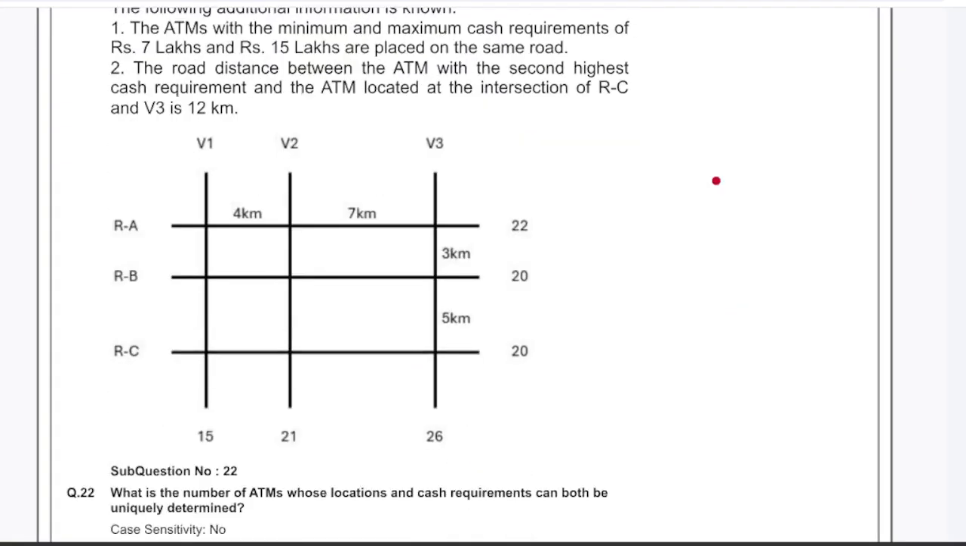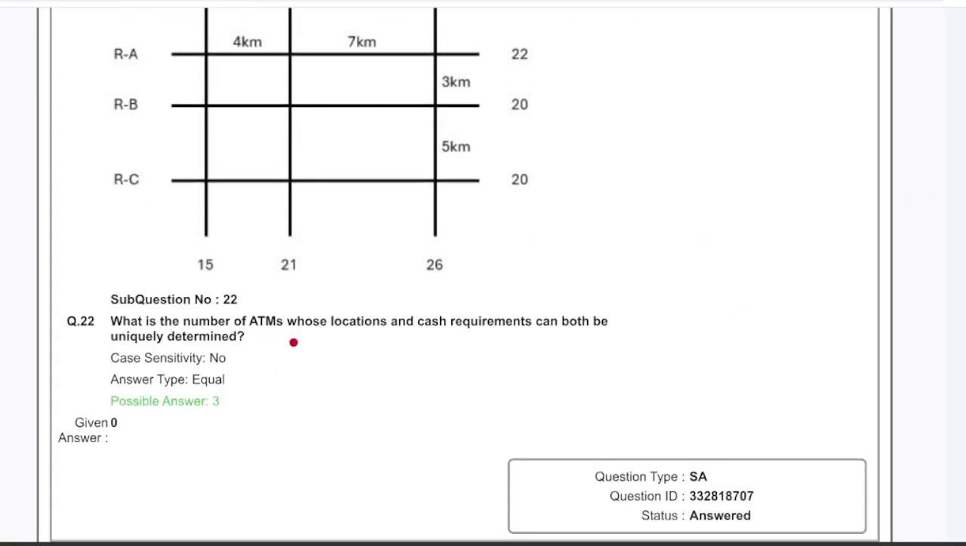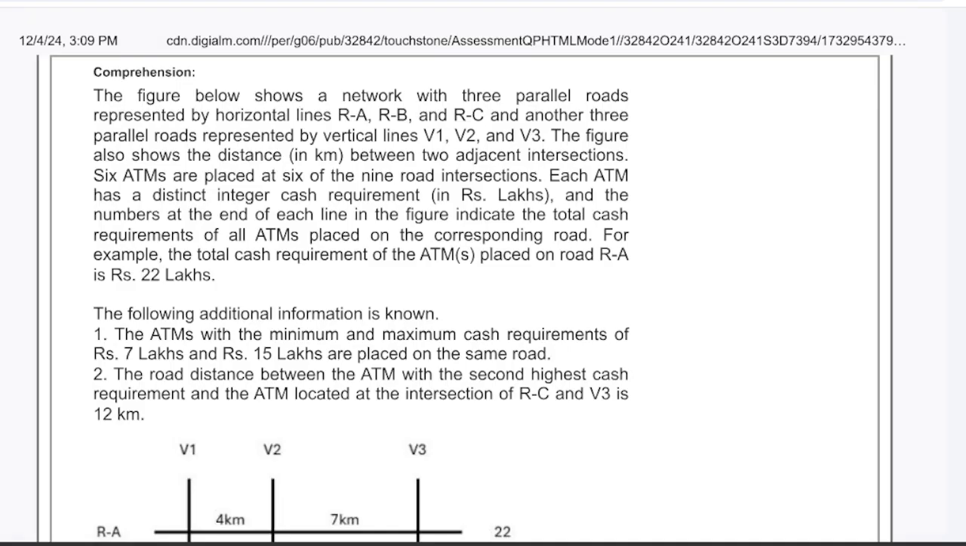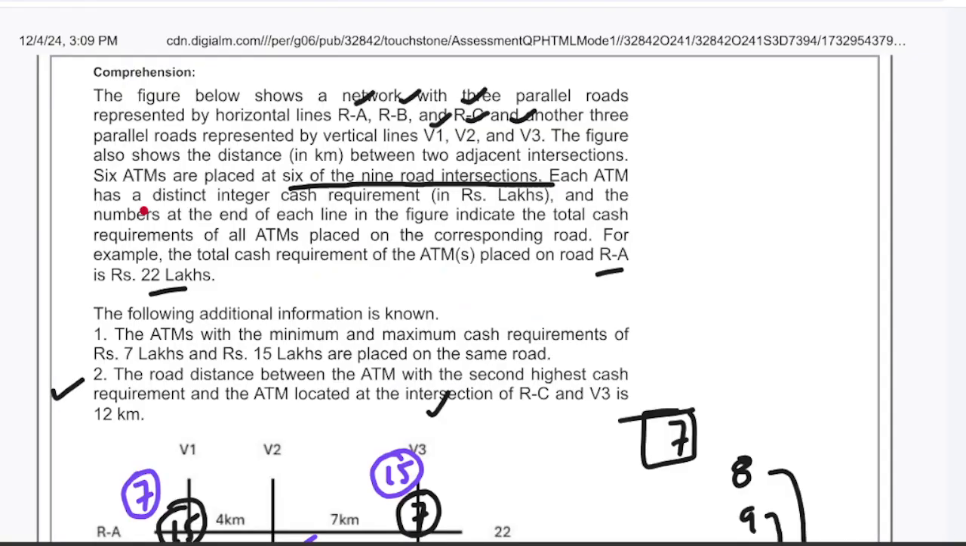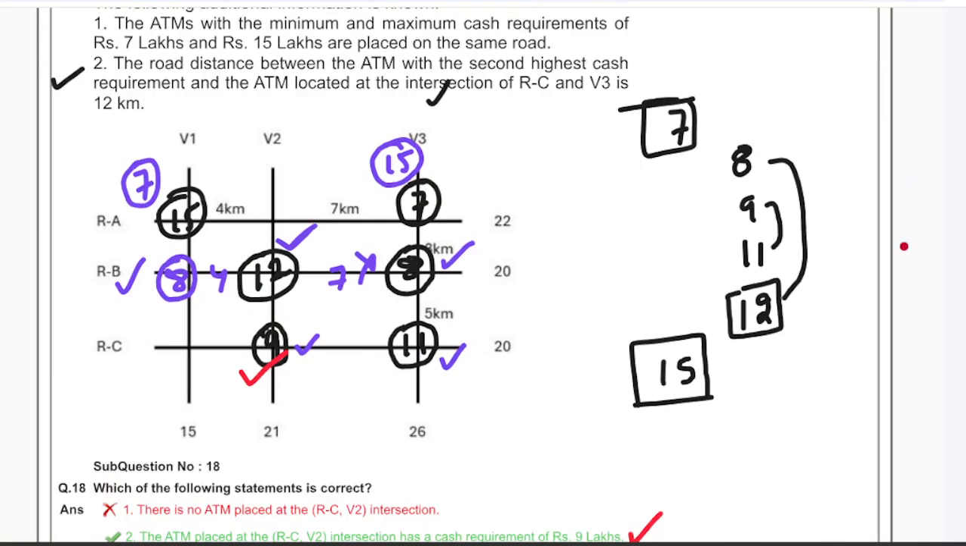Number 22, the last question of the puzzle. What is the number of ATMs whose location and cash requirement can both be uniquely determined? There were three that we have seen already. In the first question itself, we solved it. There are only three ATMs for which we are damn sure. The one is this one, second is this, and the third one is this. That is on RC we have two ATMs which we are sure about, and RB we have one ATM for which we are sure what exactly the point and what exactly the amount.